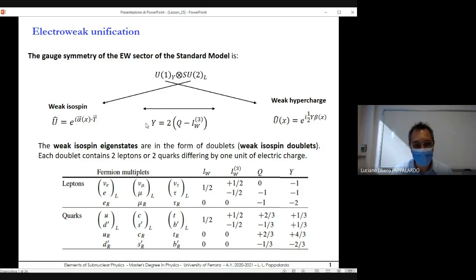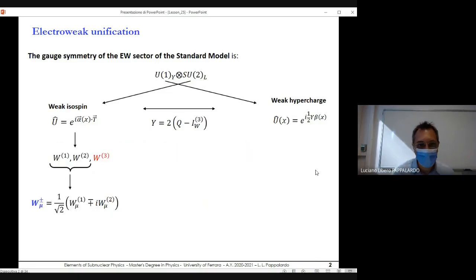Now, through this relation, we can also assign hypercharge values to the right-handed fermions. The weak isospin symmetry group requires the introduction of three new gauge bosons, which, as we will see today, are introduced in the standard way through the covariant derivative in the Lagrangian density. We call these W1, W2, and W3. In particular, a specific combination of W1 and W2 corresponds to the physical W plus and W minus weak bosons, although at this level everything is massless. The W3 is something different.